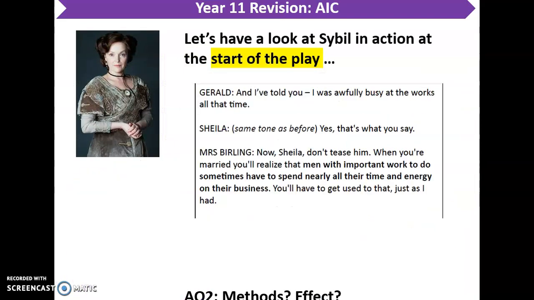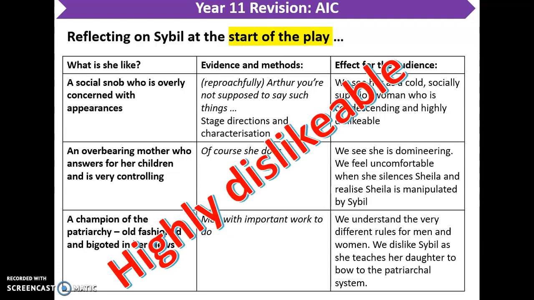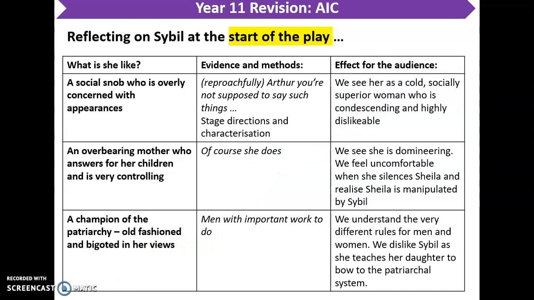So right from the start, Sybil Birling is presented to us, so there is a right answer. If we are asked to what extent is she dislikable, she's highly dislikable. She's utterly dislikable. And we've got here the evidence and the methods. Priestley uses stage directions and characterization. Stage directions in the first, characterization in all three. Characterization is the way a character is shown at that moment on stage. And this is the effect for us.